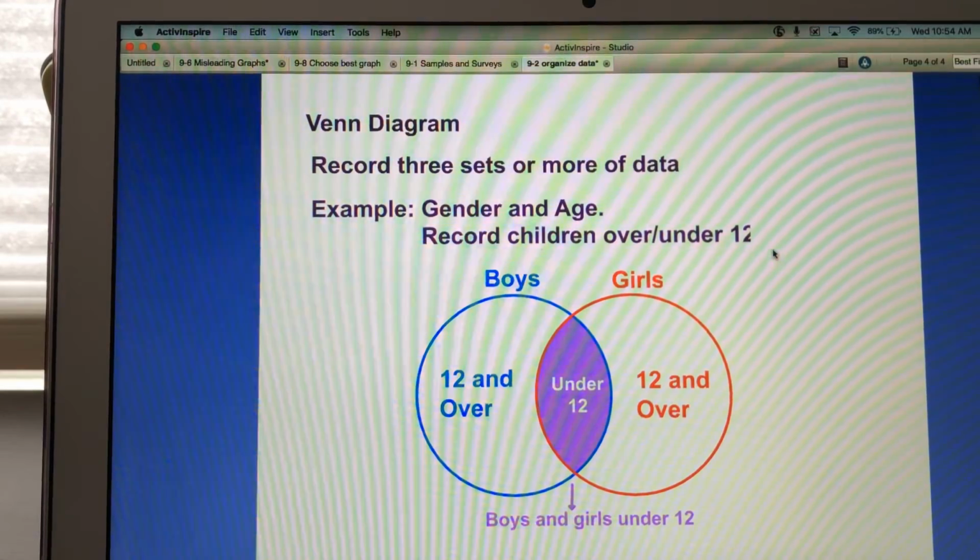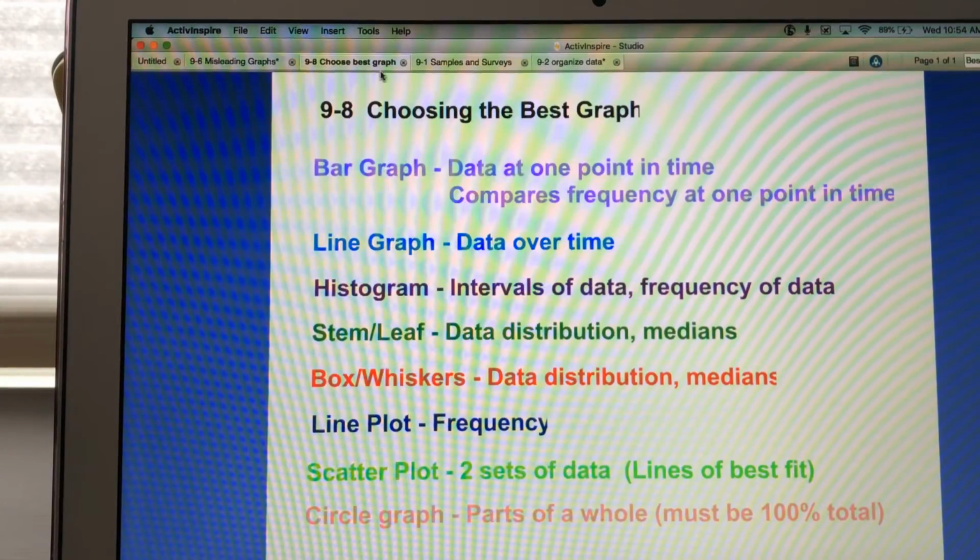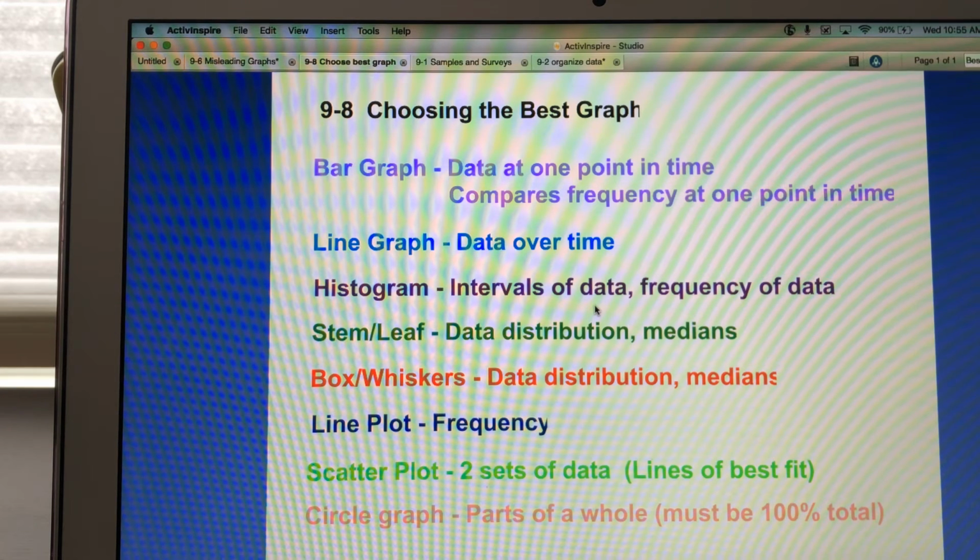Let's take a look at how do you know what the best graph is that you should choose now that you've made all these graphs? A bar graph. Data at one point in time. It compares the frequency at one point in time. Remember frequency? Those are your little tally marks. A line graph. Line graphs are used for data over time, not at one point in time. Histogram. Intervals of data. You still have frequency, but it's divided into intervals. Remember, those are the bars that never touch.